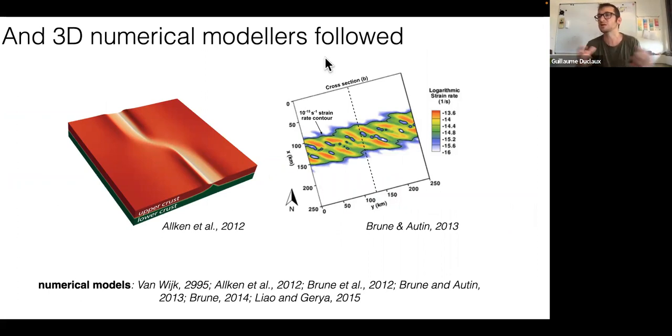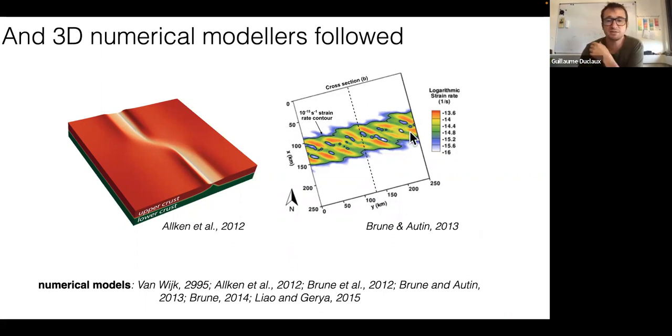You cannot look at a 3D problem like oblique rifting in 2D. You need 3D to be able to do that. And the very first model was some work from Van Dijk in 1995. She was the first to try to model this kind of oblique rift system. And then after, there's some work from Allken et al. and a lot of work from Brun and co-workers in 2012 and 2014.